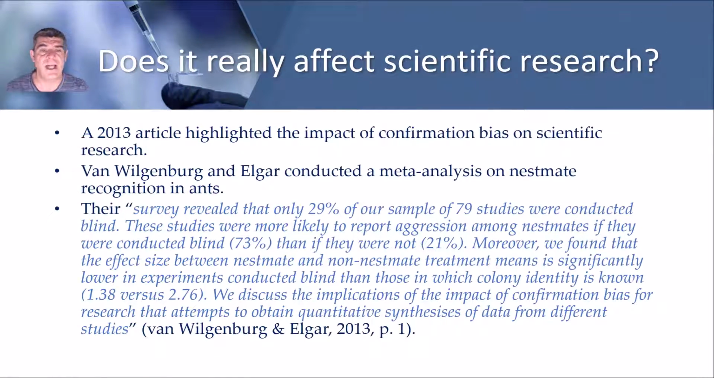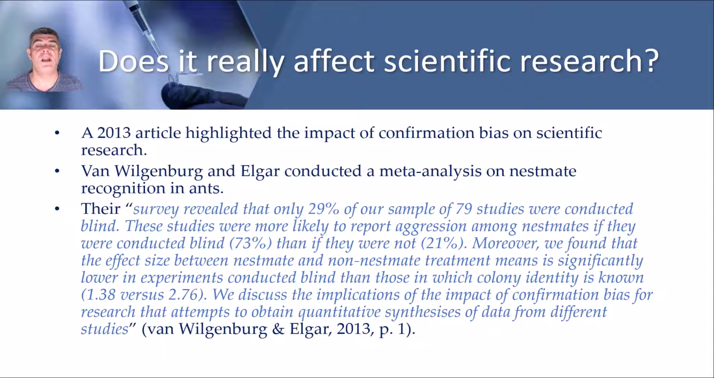Well, there's a nice little article that you can look at on nestmate recognition in ants and a nice little critique of this particular experimental procedure. In 2013, an article highlighted the impact of confirmation bias on scientific research. When Van Wilgenberg and Elgar conducted a meta-analysis on nestmate recognition in ants, their survey revealed that only 29% of the sample of 79 studies were conducted blind.